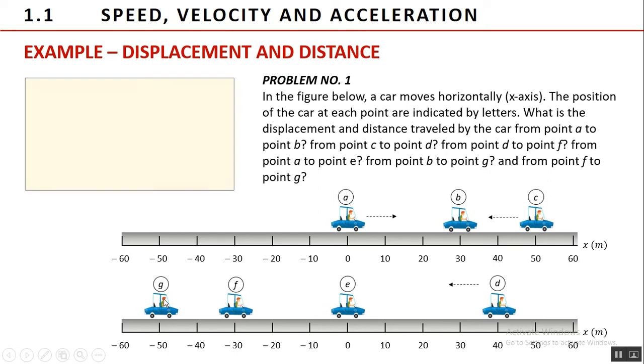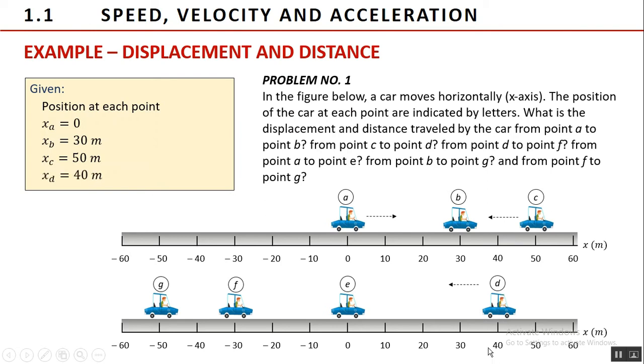Now let us establish the given information. Referring to the figure, we see the position of the car, x, at the indicated points. At point A, 0. At point B, 30 meters. At point C, 50 meters. Then after reaching 50 meters, momentarily the car has stopped and started to move backwards. Now at point D the position of the car is 40 meters.